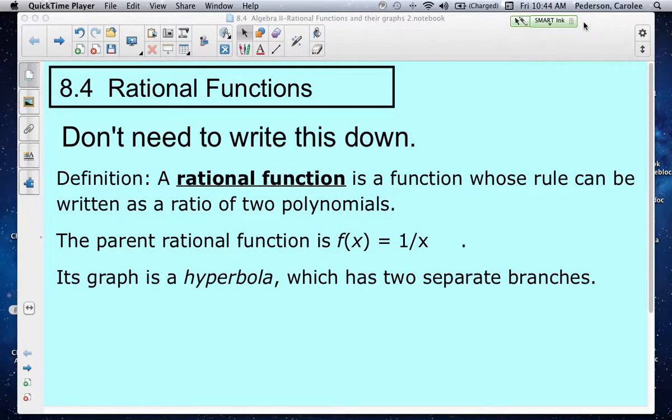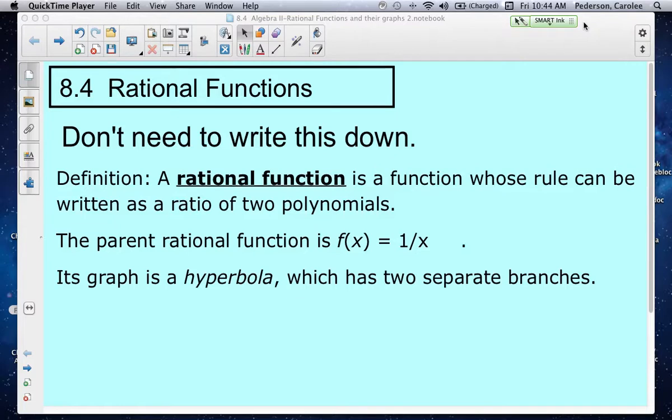This was 8.1, rational functions. I'm just going to give you what the definition of a rational function is. You don't need to write it down. A rational function is a function that can be written as a fraction. When you think about rational, we've been focusing on reducing rational functions and adding and subtracting rational functions.